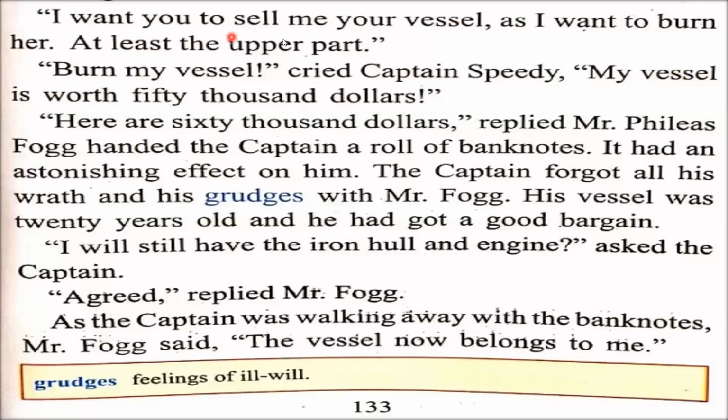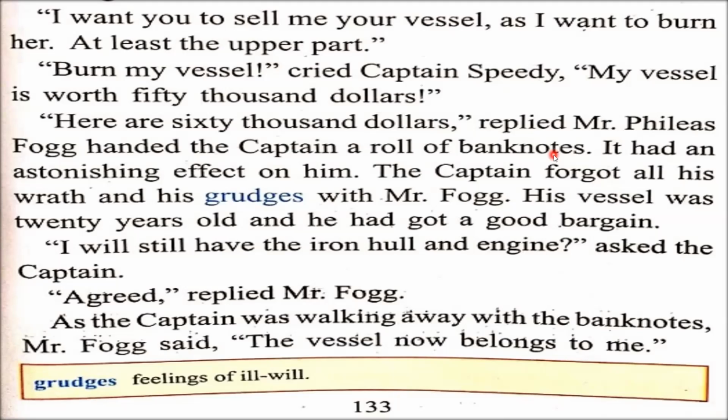I want you to sell me your vessel, as I want to burn her, at least the upper part. Burn my vessel? Cried Captain Speedy. My vessel is worth $50,000. Here are $60,000, replied Mr. Phileas Fogg, and handed the captain a roll of banknotes.